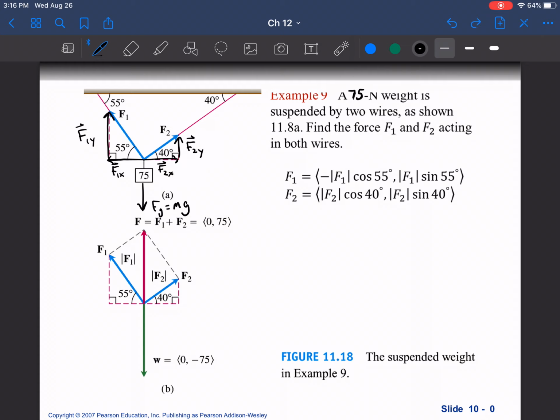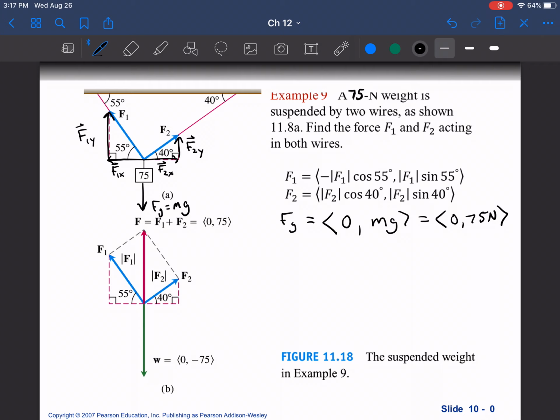And what we ultimately need is one more, and that's F sub g. F sub g is this weight here, and it's purely in the y direction. There is no horizontal component to it, so it would be 0 in the x direction, and mg in the y direction, and mg is just the 75 newtons, like that.